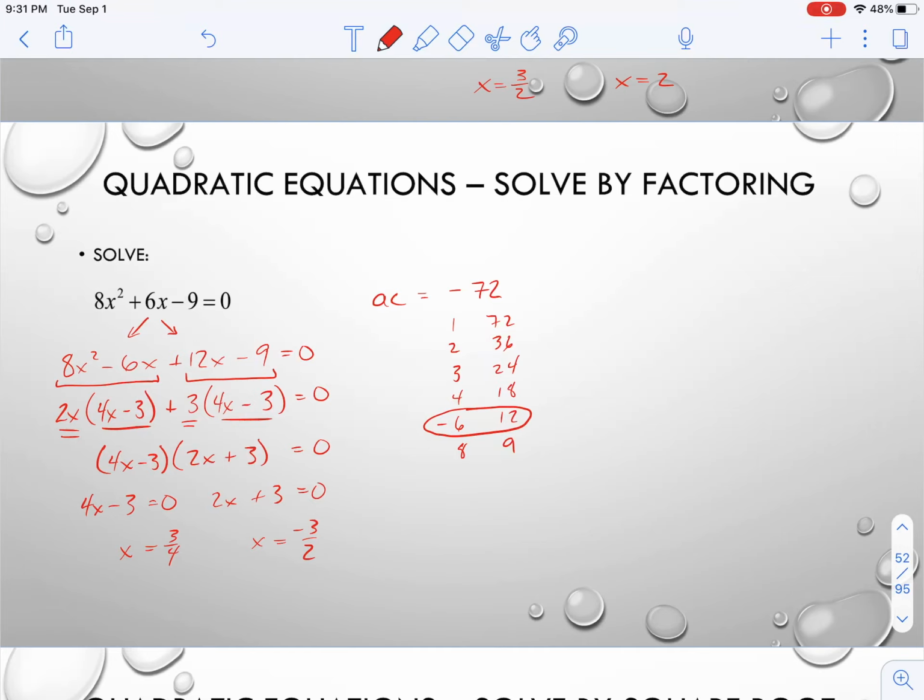Now, the other thing you might be saying is, does it matter which order I write those two terms when I split that middle term?